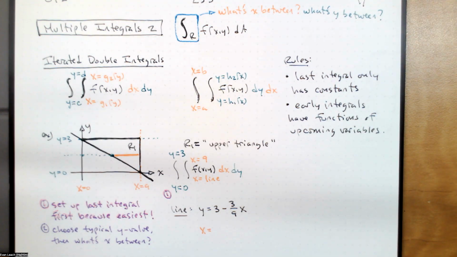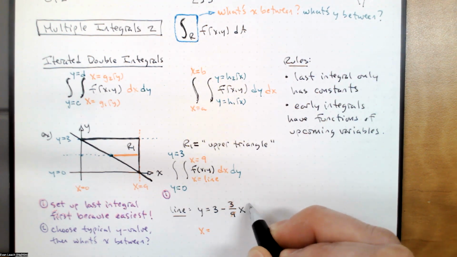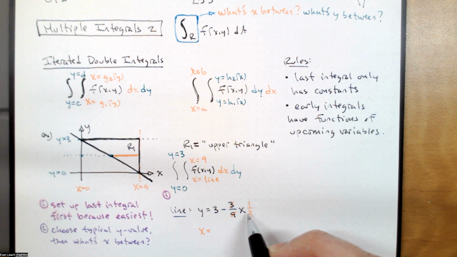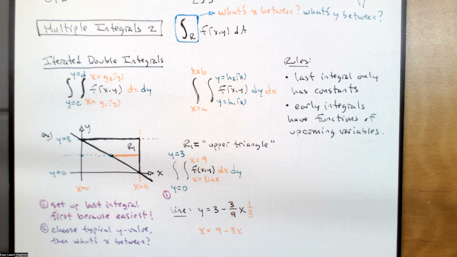So x is going to be, let's see, multiply by 3, and so we'll have 9 minus 3y.